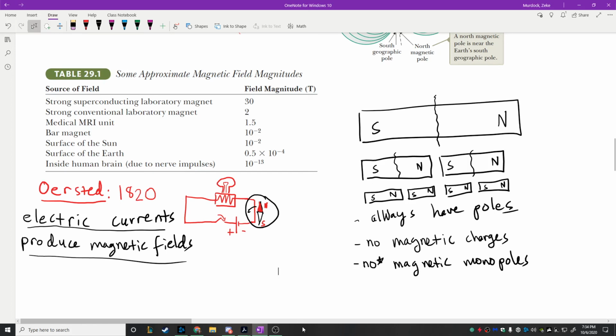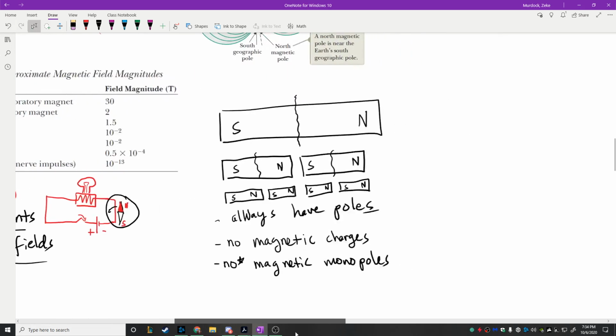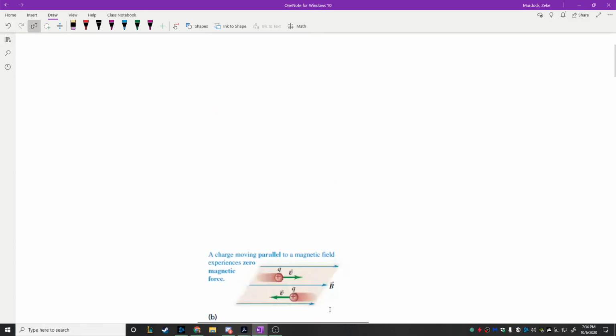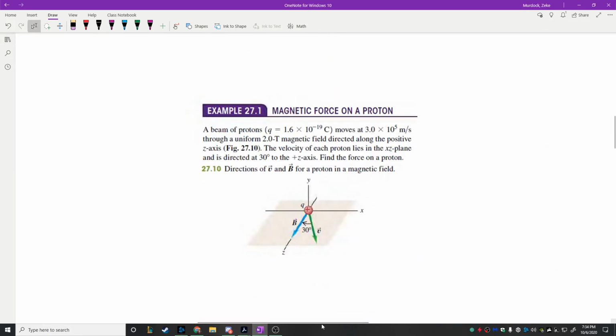What else do you know about magnets that I didn't talk about? What about your experience of magnetism? What do you know about magnets? What am I leaving out? This is all the math stuff, so we'll get to that next.